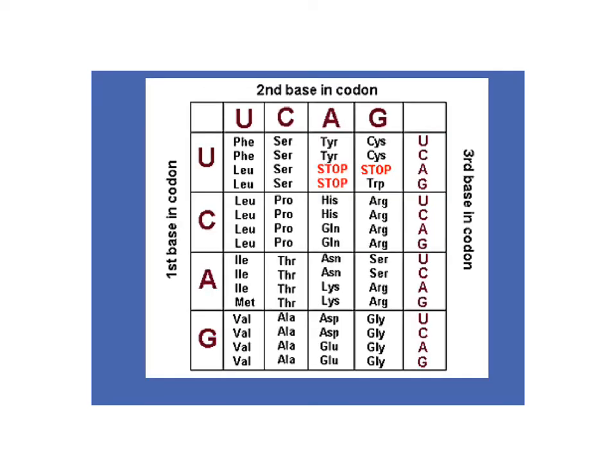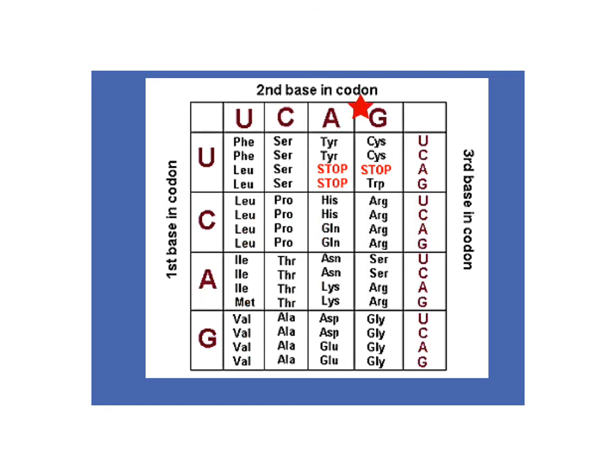Now, there is a code. We call this the genetic code, and there's a code for every single one of the 20 amino acids, and we have actually worked it all out so we know what the code is. And we use a table similar to this to tell. For instance, if we look at the first base in the codon, if it's U, we read this row. C is here. A is here, and G is here.